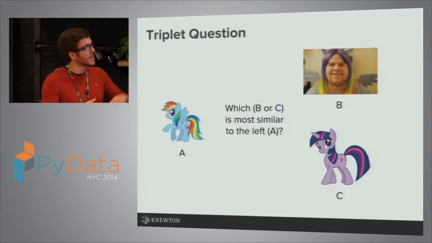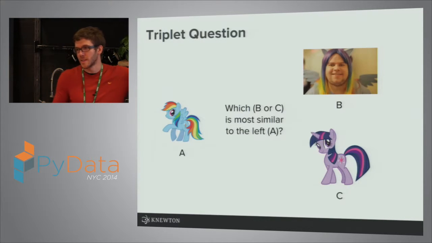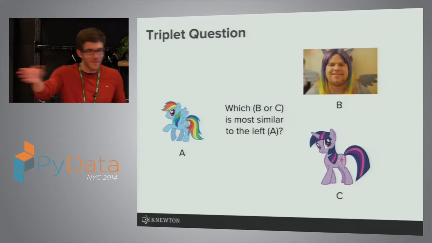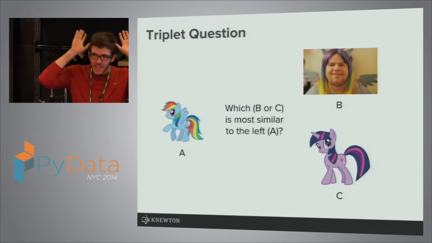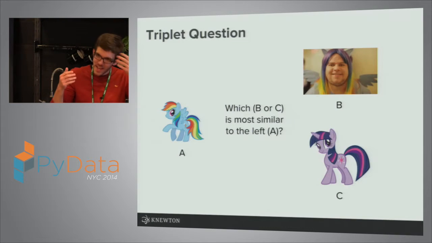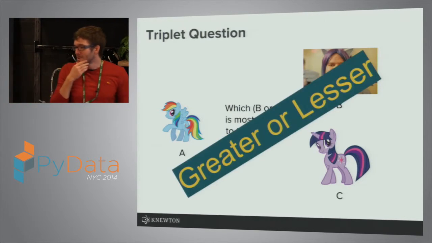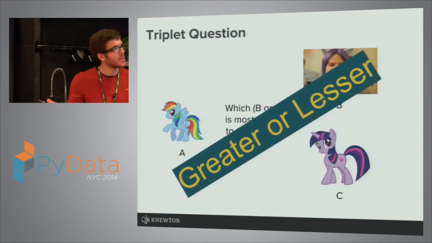This is a far end of things, where you can ask which of these things on the right is more similar to the thing on the left? And out of curiosity, because this is a fun slide, who says B? Good, okay, I say B too. The rest of you I assume say C. It's the rainbow hair and the ears and the horn. C has a horn, so obviously that's less similar. But anyway, in this case the binary thing is greater or lesser.